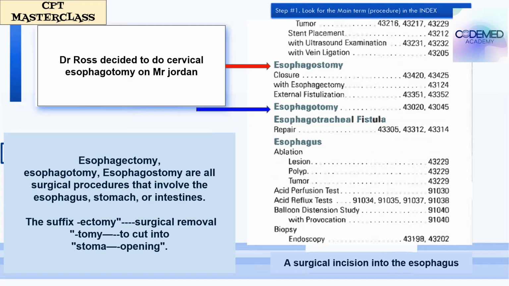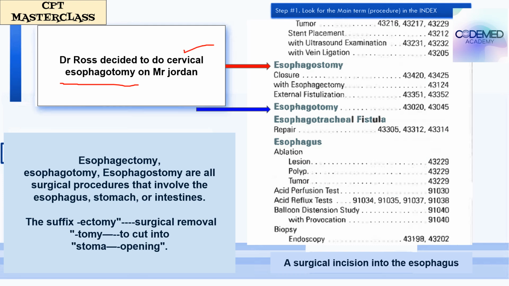Now let us take our first example. Dr. Ross decided to do the cervical esophagotomy on Mr. Jordan. So how does one find the main term? We need to find out what procedure happened in this patient. So the procedure is esophagotomy. This is the main term, and there could sometimes be a subterm. In this case, the subterm is cervical.